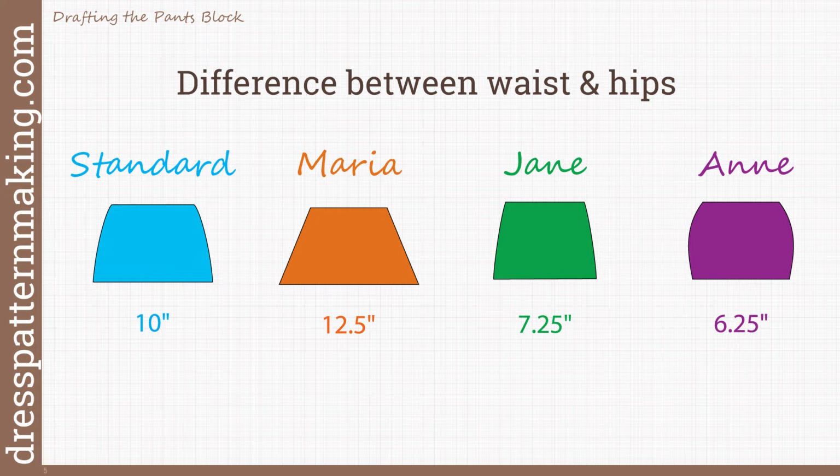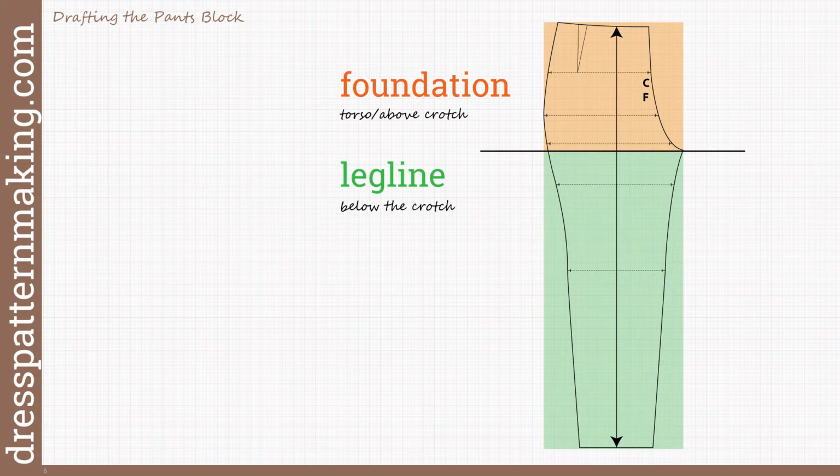Now there are two terms that relate to the structure of the pants that I want to cover. The top part of the pant is called the foundation. That's from the waist down to the crotch. That's the torso part. Below the crotch is the leg line. When we're drafting the block, it's important to focus on the foundation first and get that fitting correctly.